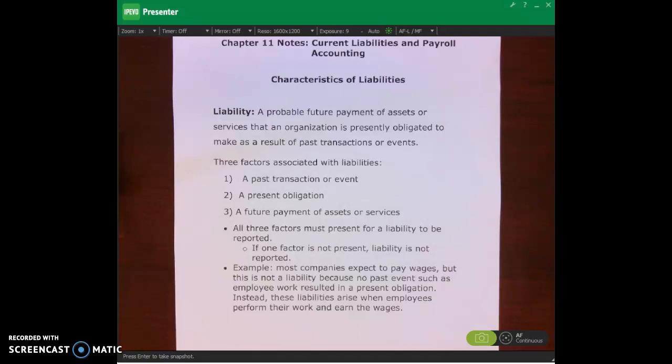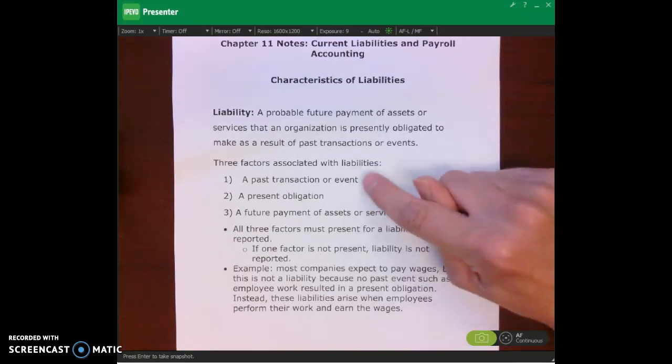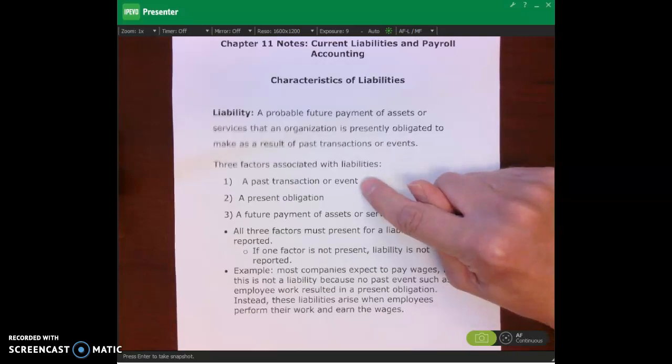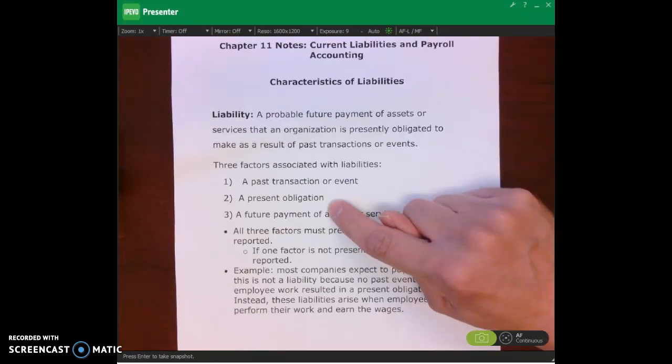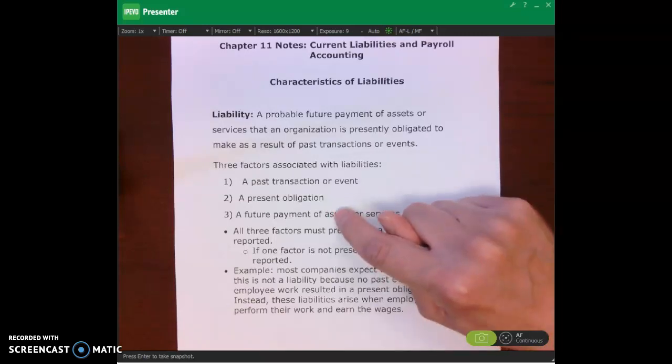So I bought my house back in 2012. Was there a past transaction? Yes, I bought the house. I signed the paperwork for the mortgage, okay, to finance the purchase of my house. Now, because I bought that house and because I signed the paperwork, there's a present obligation. I have an obligation to make monthly mortgage payments on my house, okay? Now, my future payment of assets or services, the specific asset that I have to use to make my monthly mortgage payment is cash, okay?